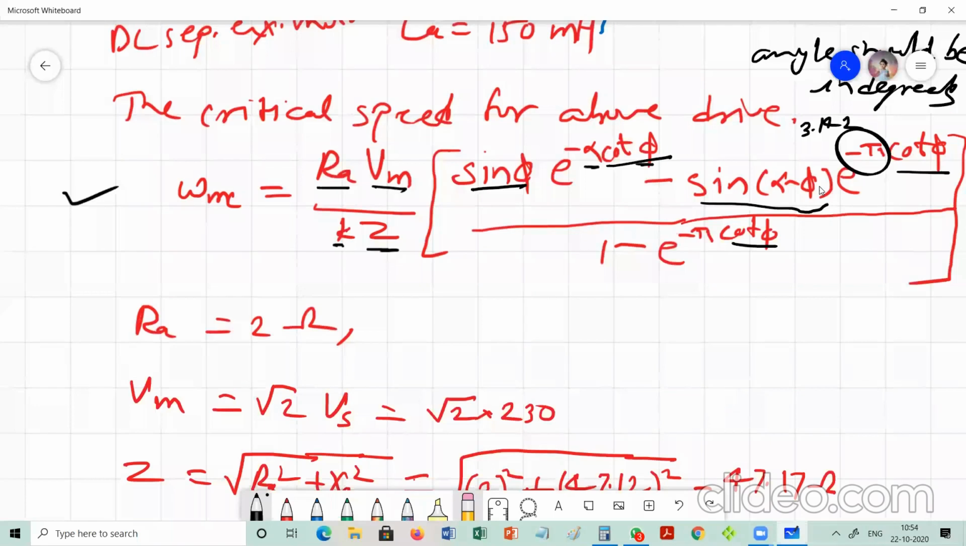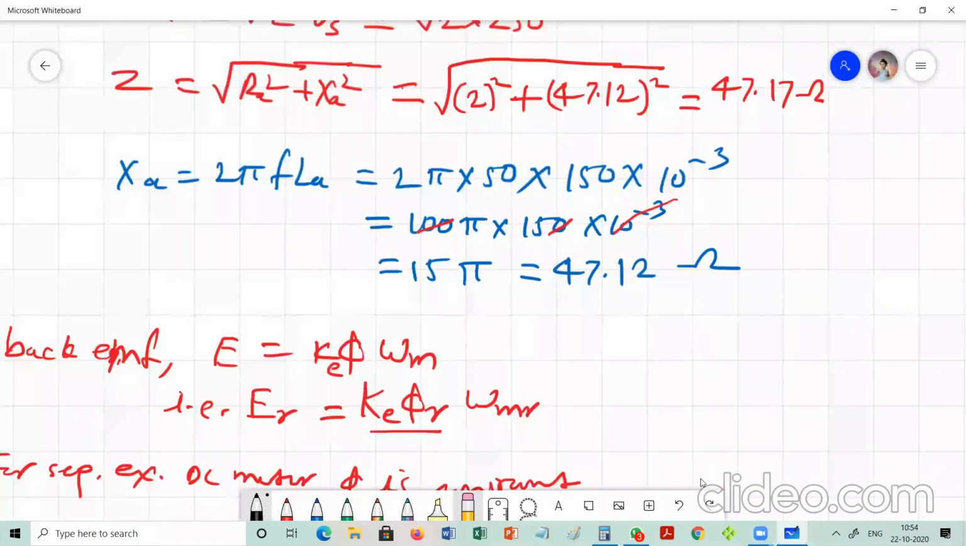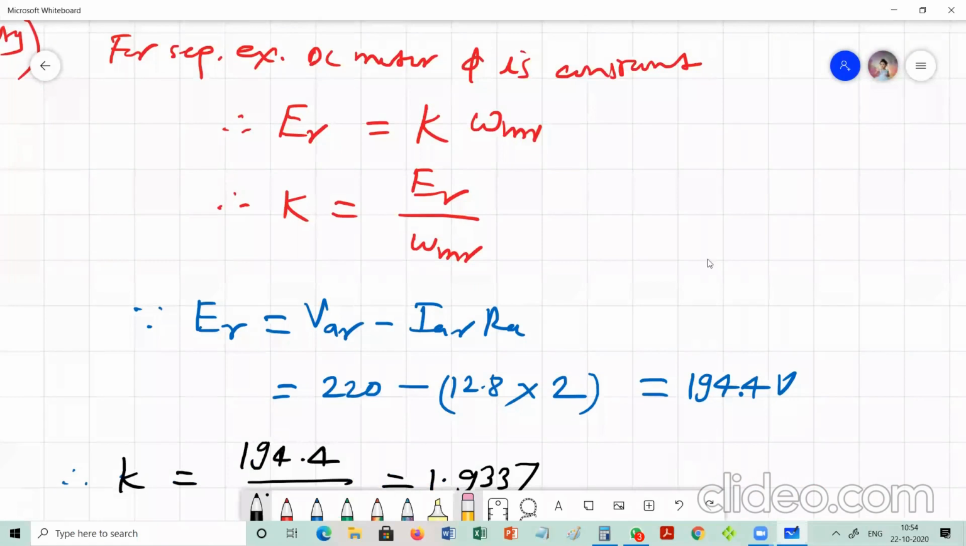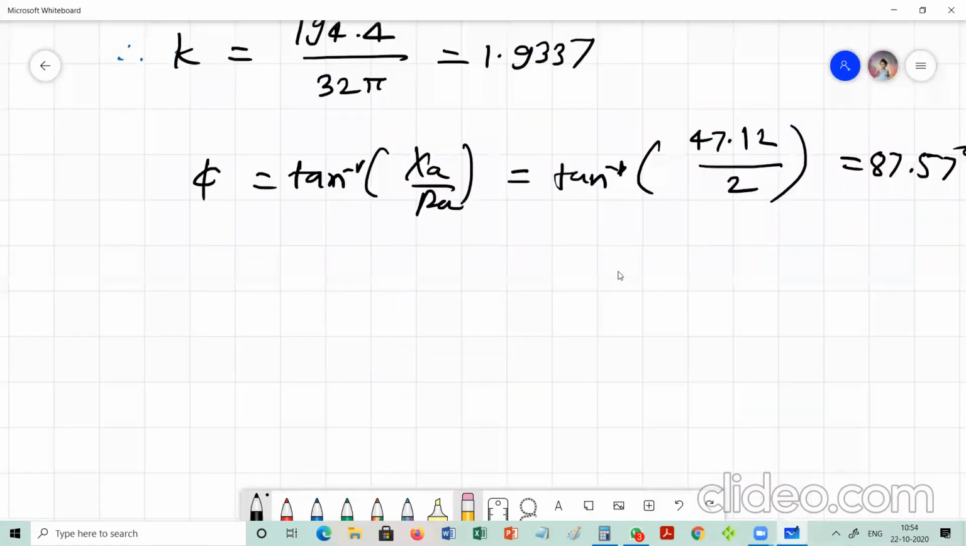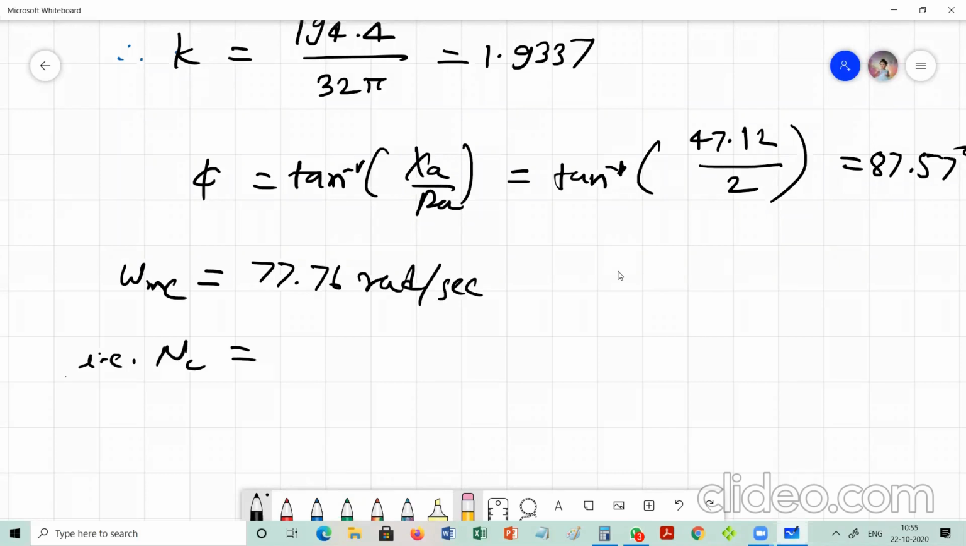So by putting all these values and solving for omega mc, it will be equal to 77.76 radian per second. That is, nc, when we multiply this omega mc by 60 by 2 pi, we will get the value equal to 742.54 rpm.